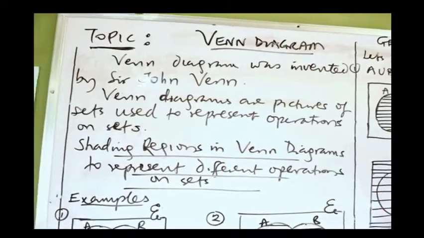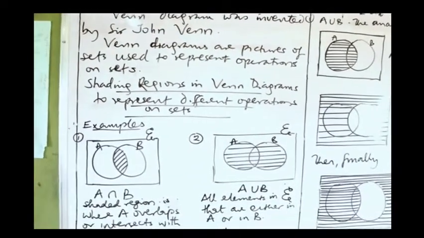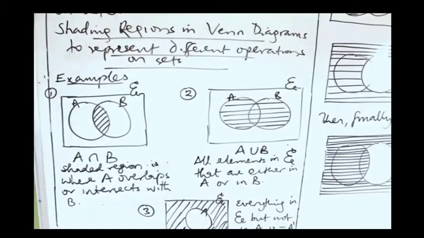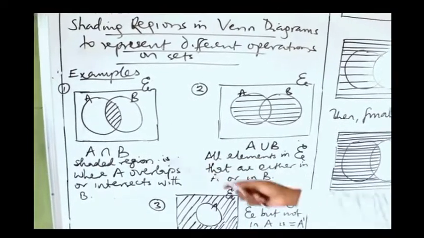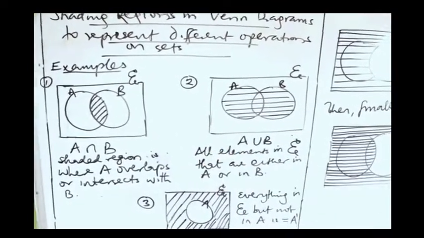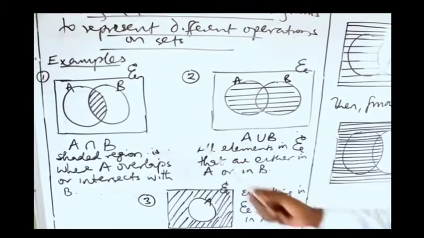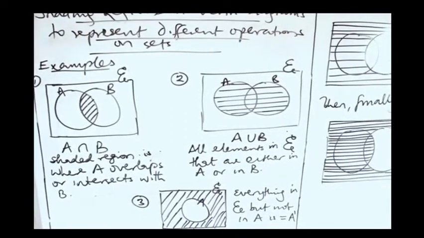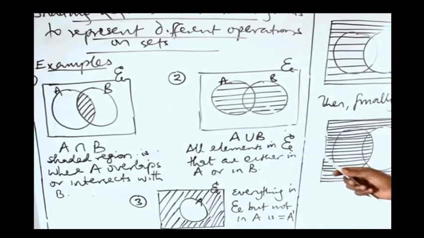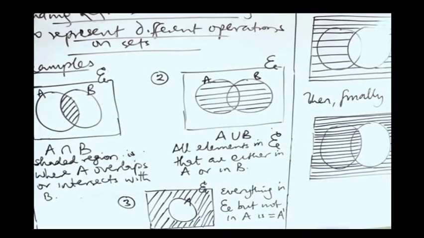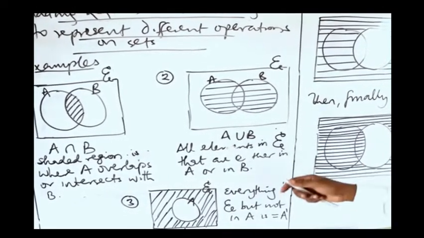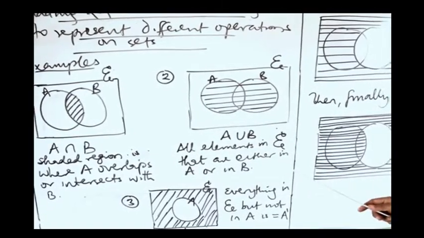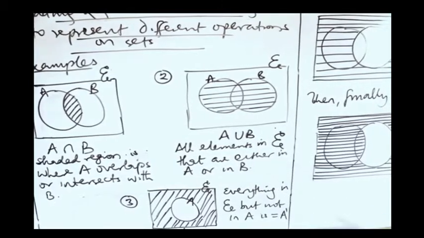For example, if you want to represent A intersection B, that is the region where A overlaps or intersects with B. We can easily use shading to show it. That shaded area is showing A intersection B. Then A union B. The same thing here, the shaded region represents A union B. That is the region containing all the elements in the universal set that are in either A or in B.